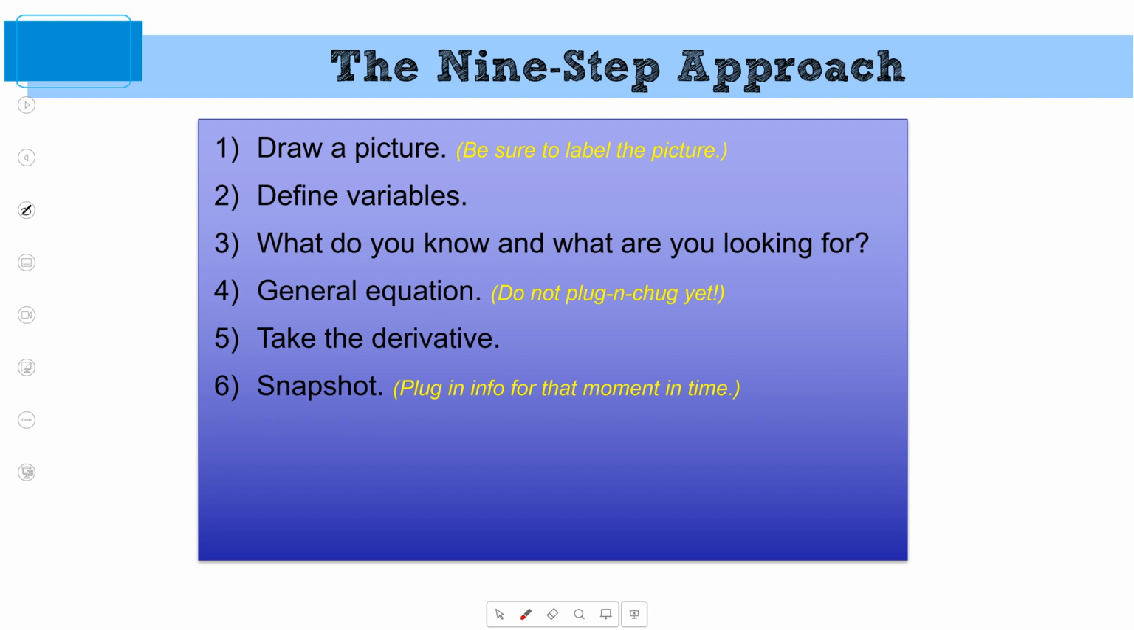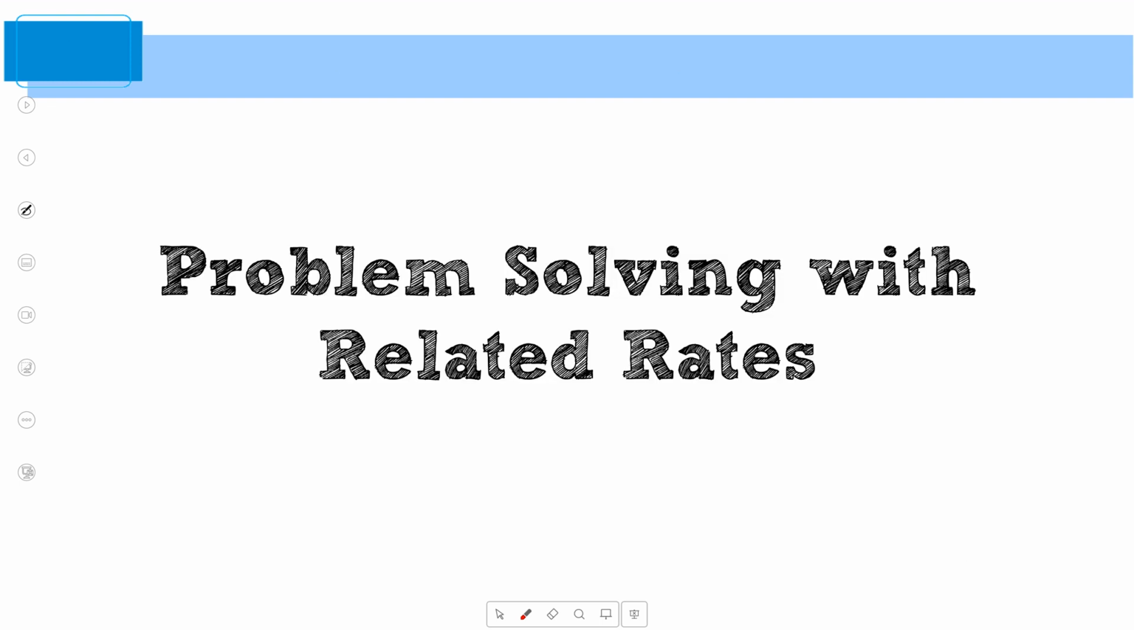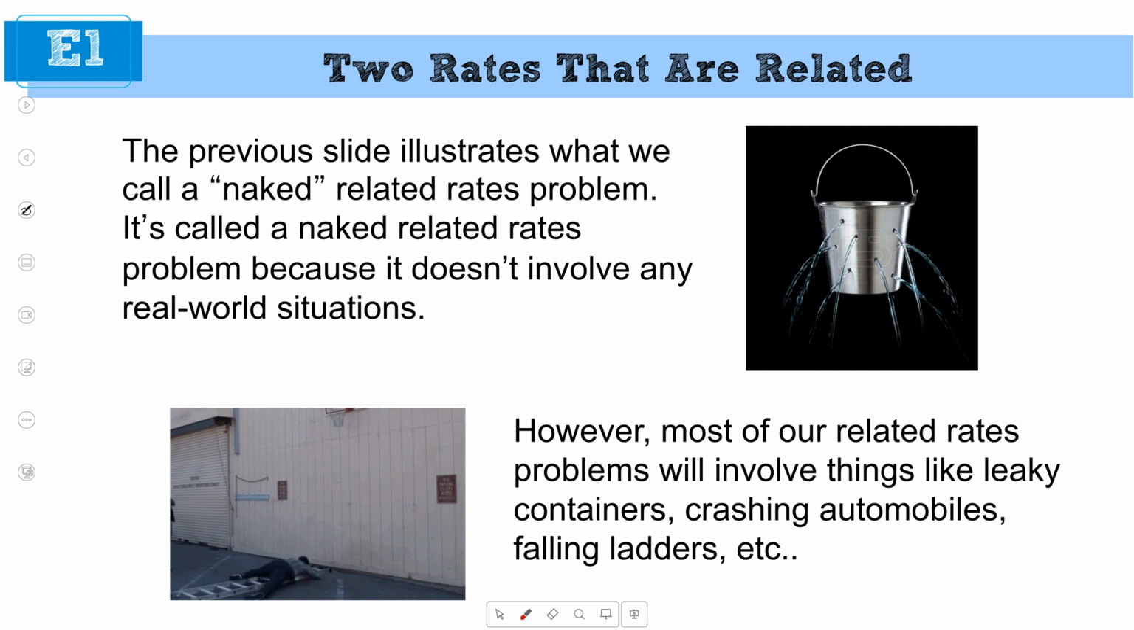Step 6, snapshot. The snapshot means that at that exact moment in time, you're going to be asked some questions. Let's go back to the guy falling down the ladder. A lot happens when he slides down the wall. I might want to know something about when he's at the top, when he slams into the ground, or when he's halfway down the wall. That's the snapshot. It's that frozen moment of time that I'm asking questions about.